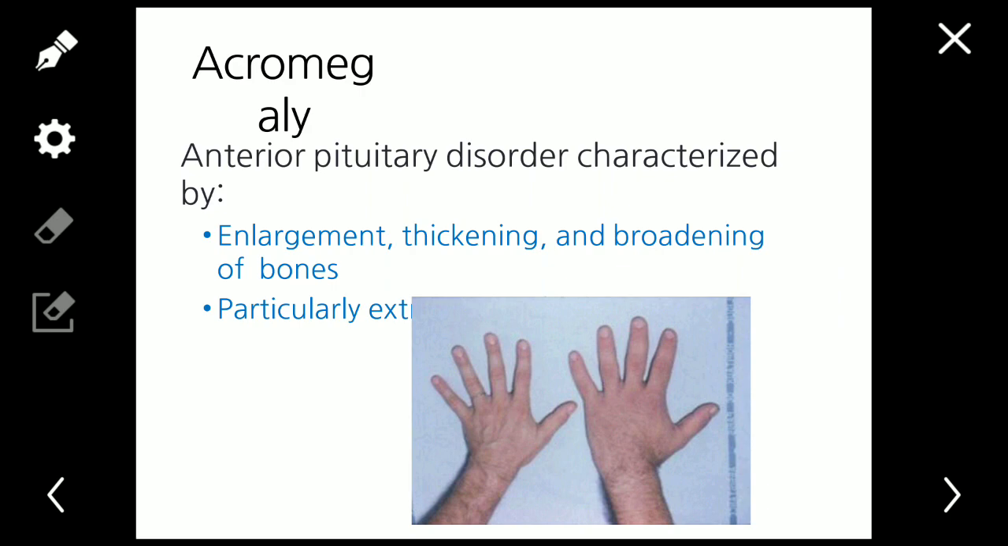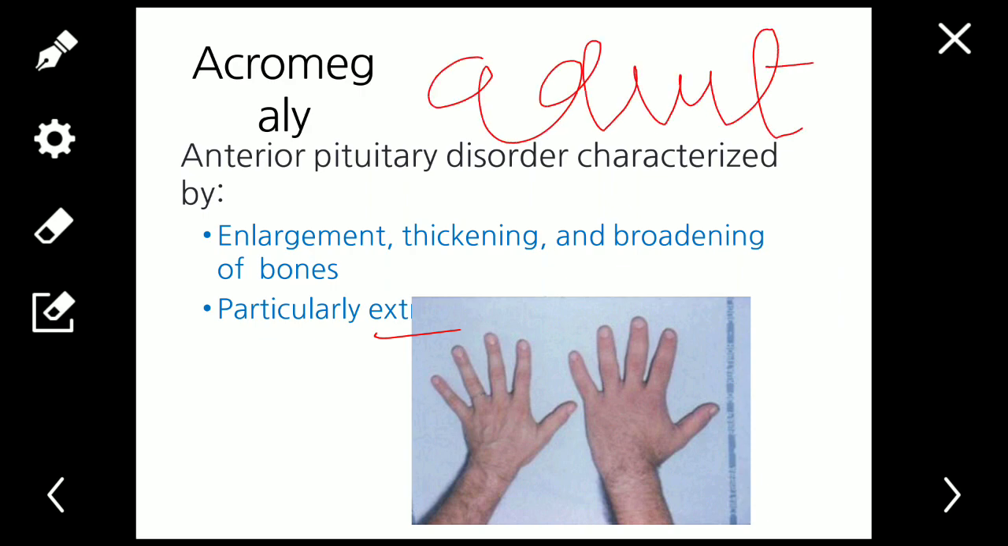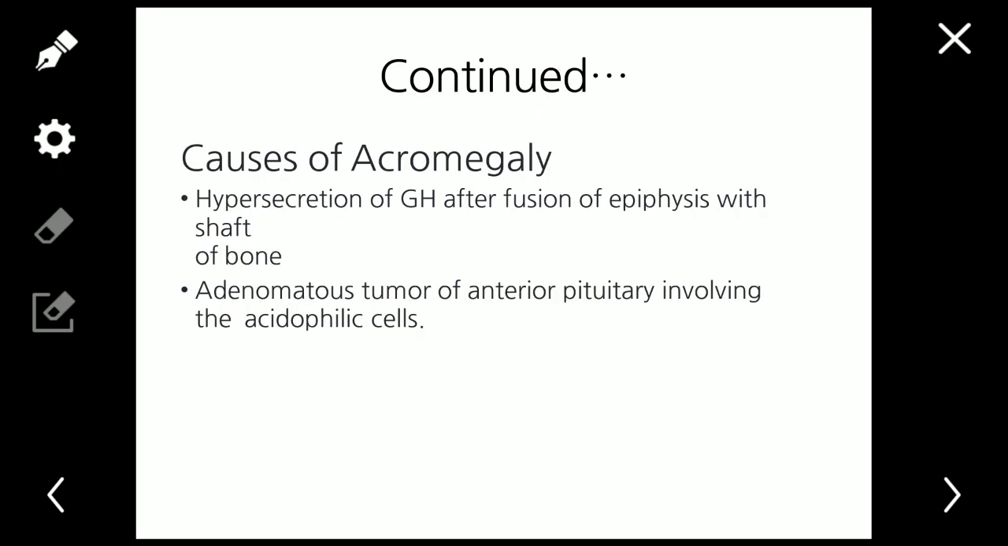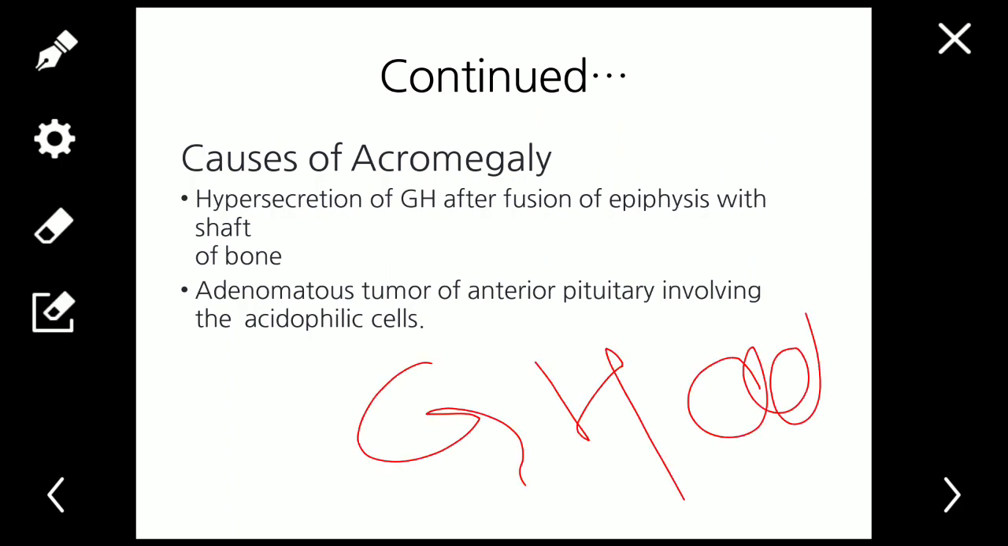Then acromegaly. Acromegaly is an anterior pituitary disorder characterized by enlargement, thickening and broadening of the bones, particularly in the extremities, and this is mainly seen in adults. Adult is acromegaly, childhood is gigantism. The cause of acromegaly is hypersecretion of growth hormone after fusion of the epiphysis with the shaft of bone. An adenomatous tumor of the anterior pituitary involving the acidophilic cells can lead to increased growth hormone secretion in the adult.